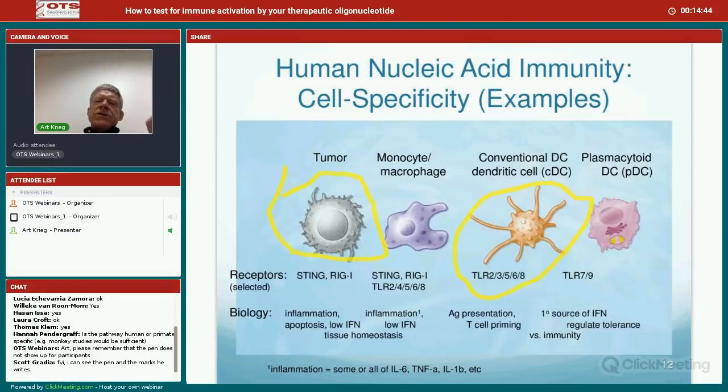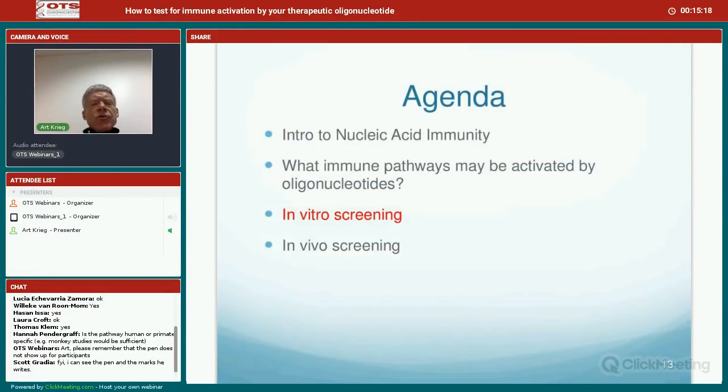And one of the reasons this is important is sometimes I've seen in the literature that people assay for immune response to their nucleic acids by using, for example, fibroblasts. Well, if the cells that you're assaying don't express any TLRs, and fibroblasts don't have very many, then you're not going to detect the potential immune stimulatory effects of your nucleic acids. So you have to be aware of the cell types that express these receptors if you're going to detect immune stimulation occurring for them. So now let me turn to in vitro screening.